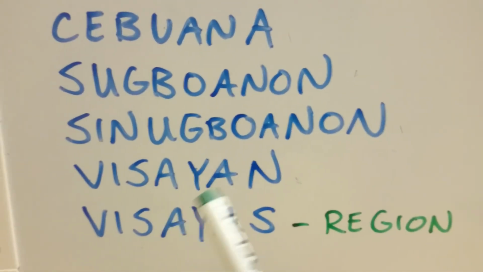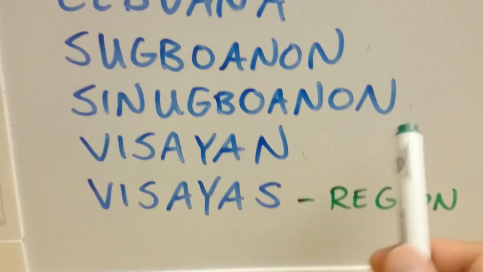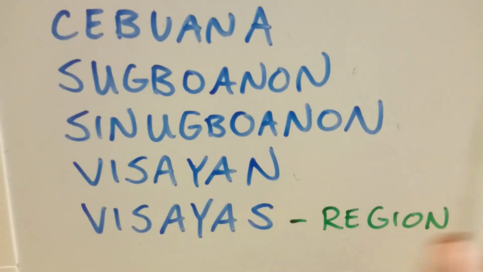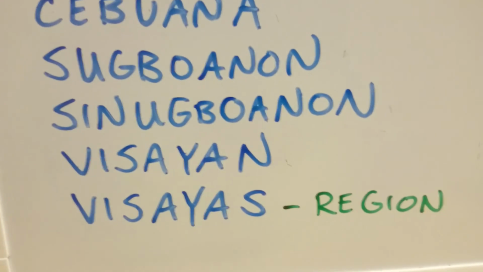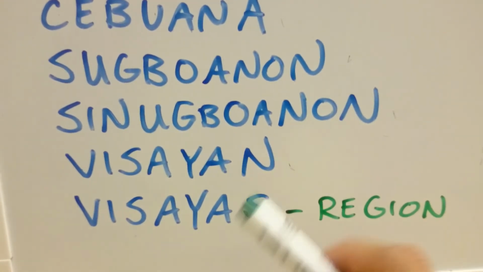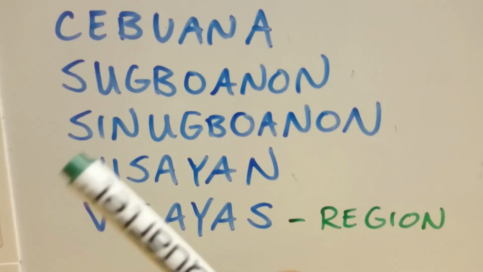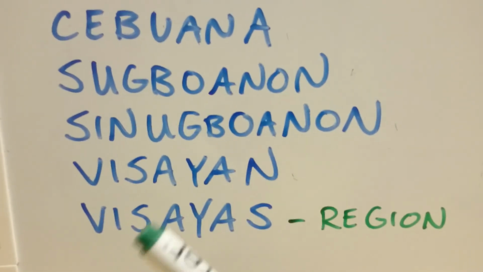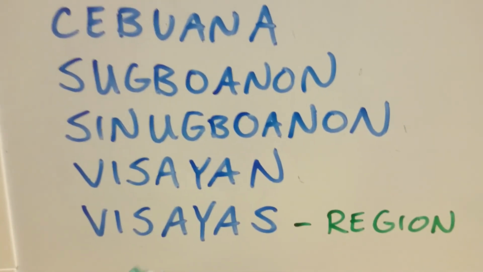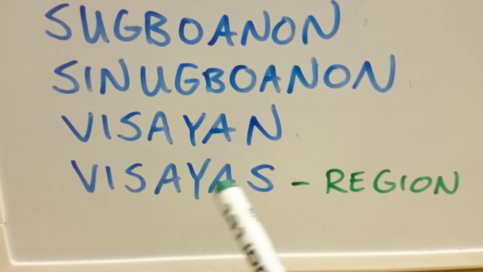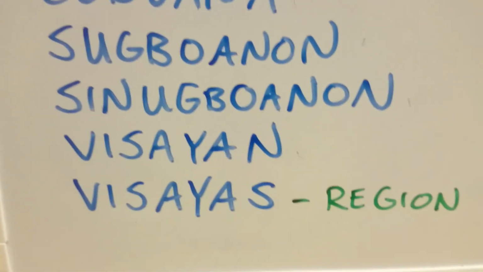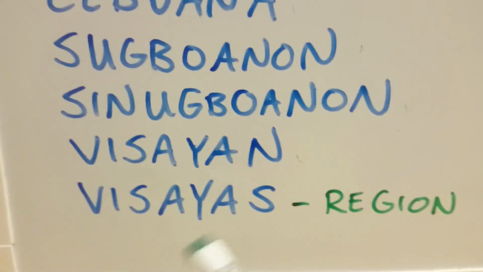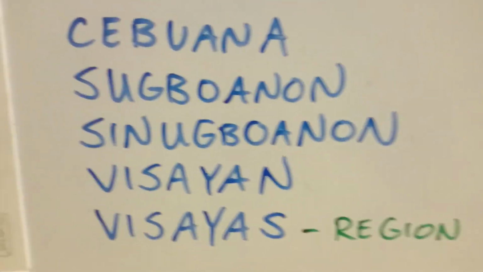As I said earlier, you can be of different Visayan origins. You could be Waray-Waray, Maspateño, Leiteños, Boholanos, Cebuanos, Hiligaynons, Kinarayas. There's so many. And these people happen to live in the Visayas region. Visayas is that area where all these Visayan people live.